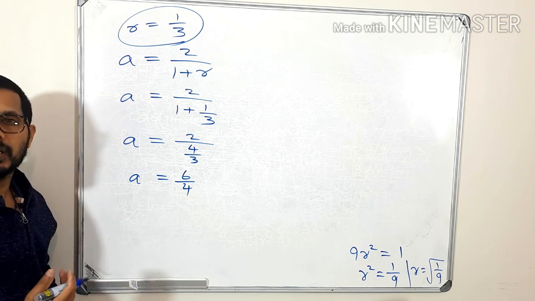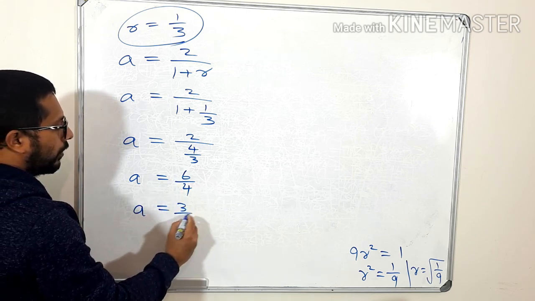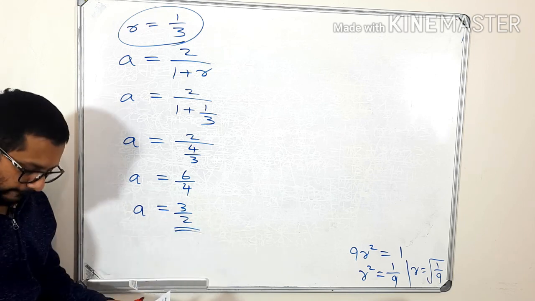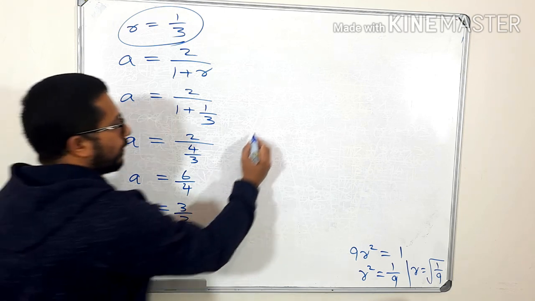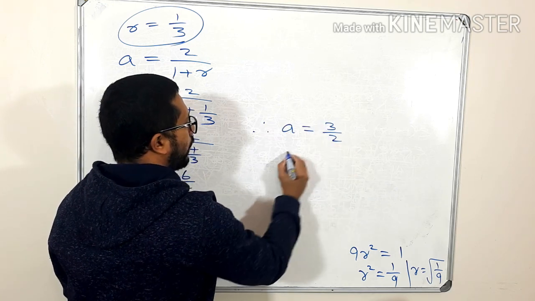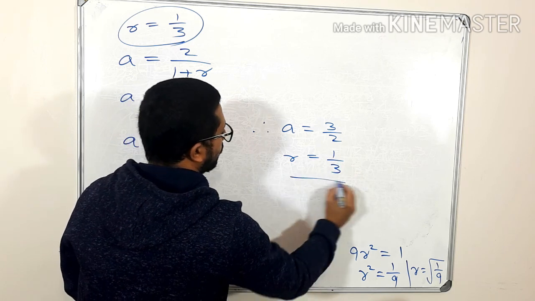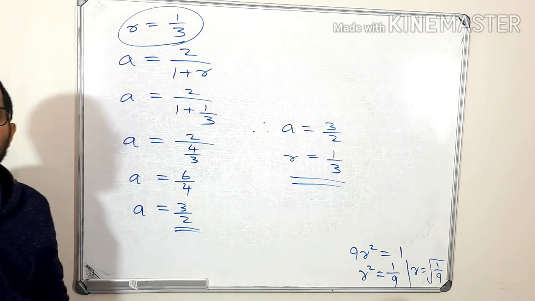You can use your calculator to find the answer. So the answer is A is equal to 3 over 2. Therefore the value of A is 3 over 2 and the value of R is 1 over 3. That is the question.